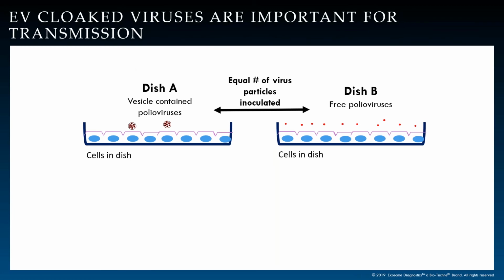And this illustrates the importance of this. So if you take poliovirus and you have a cell culture and you try to infect them, you infect them with the same number of viruses, but one is the EV cloaked viruses and one is free viruses. You would think that this one causes more infection, right? Because now you have the ability to infect more cells than this, because there's only two of them here, right?